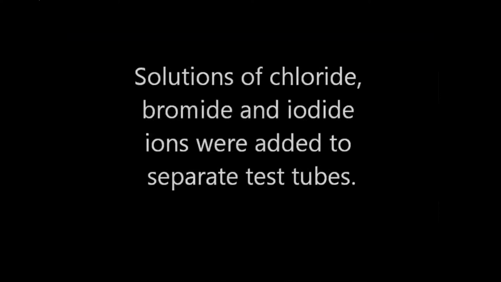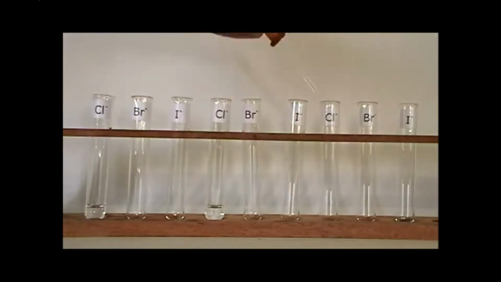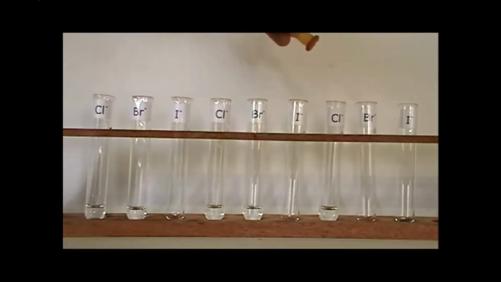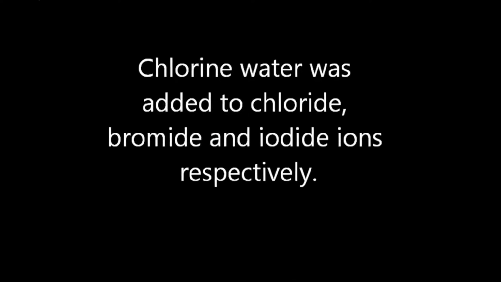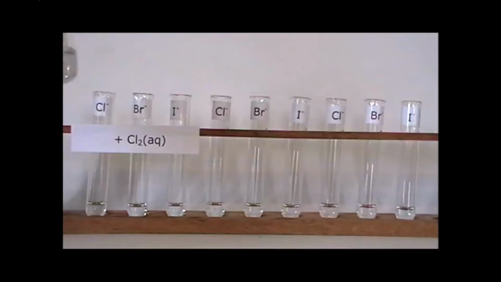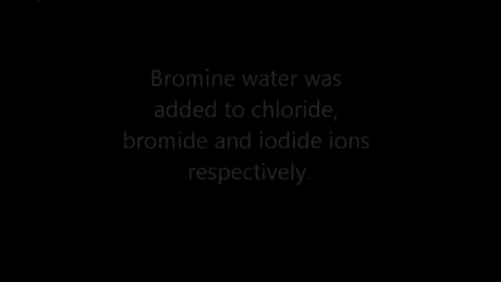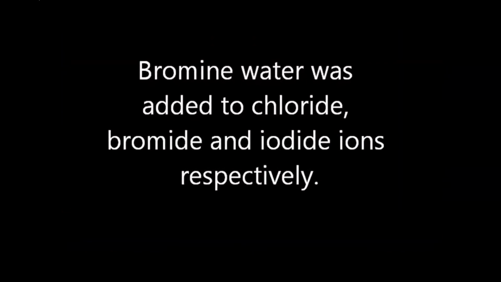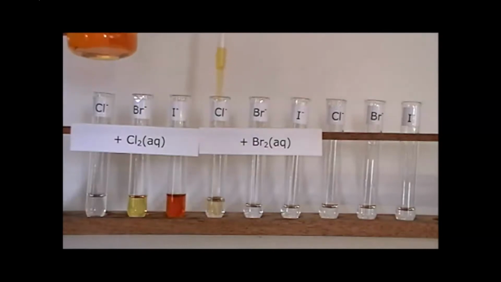So he sets up solutions containing chloride, bromide, and iodide ions, 3 lots of those. This is in water. So 3 lots: 1 set of chloride, 1 set of bromide, 1 set of iodide, times 3. Now he's going to add chlorine, Cl2, to 1 set. There you go. And like I said, nothing much happened to the one that had chloride ion. Then he does the same, adding bromine, Br2, to the second set.